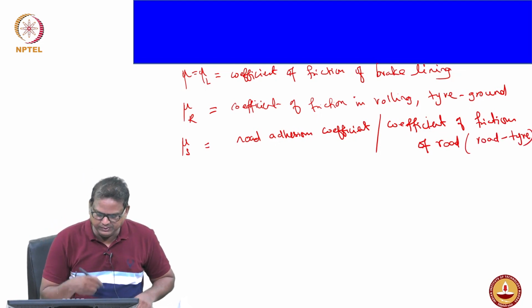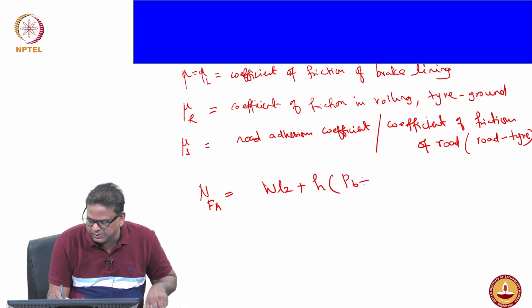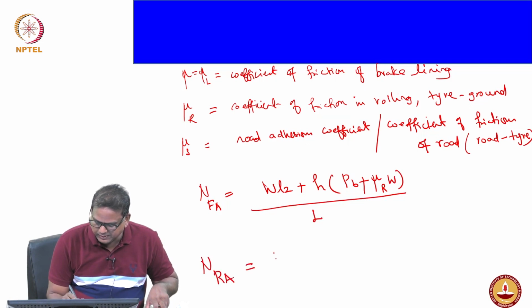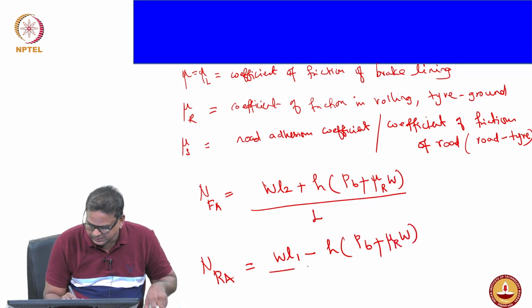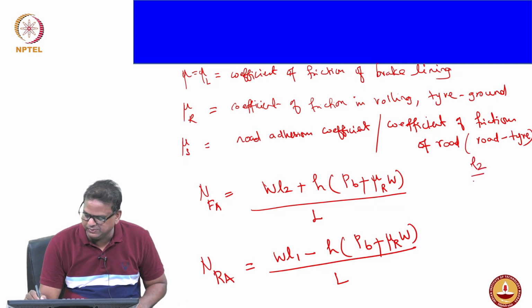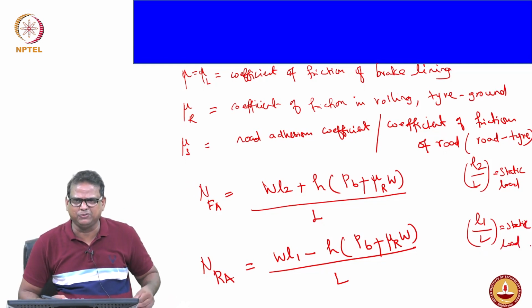And also we found the front axle reaction force NFA equal to (W L2 plus H PB mu R W) divided by L. Similarly, the reaction force at the rear axle NRA is (W L1 minus H PB mu R W) divided by L. Please understand this W L2 by L is the static load for the front axle, whereas L1 by L is the static load for the rear axle.